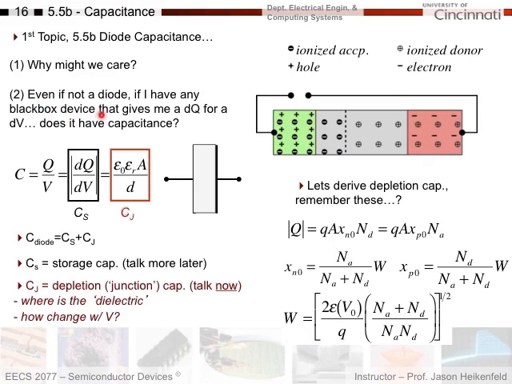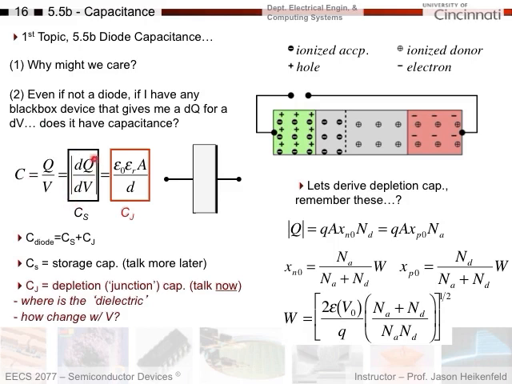I've got some sort of black box device with two wires, and I see that every time I change voltage on it, I see a change in charge. So I get a dQ for every dV. So the question is, does that black box have capacitance? Well, fundamentally, by the definition of capacitance, the answer is yes, because capacitance can be calculated as change in charge over change in voltage, right?